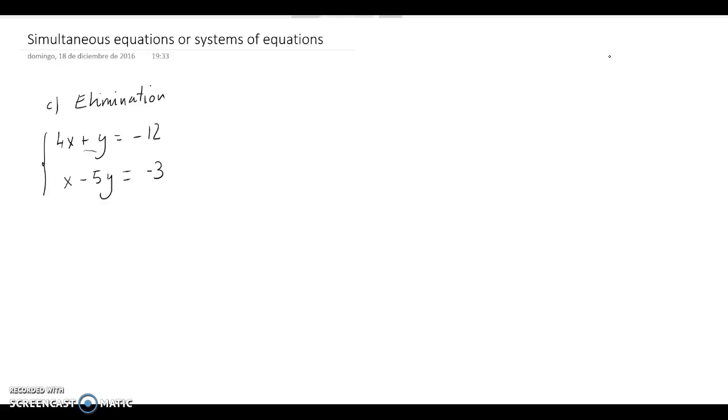So I need to multiply all the first equation, not only one term or one number. I have to multiply all the equation by the number that I want, that I prefer. So I have to multiply by 5. So 5 times (4x plus y), this is the first equation, equals 5 times minus 12. Okay, so I multiply all the equation by the number that I want.